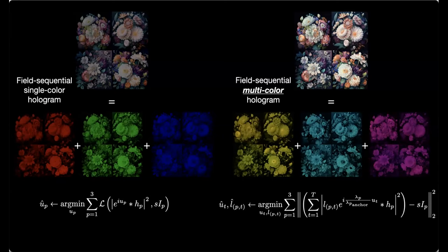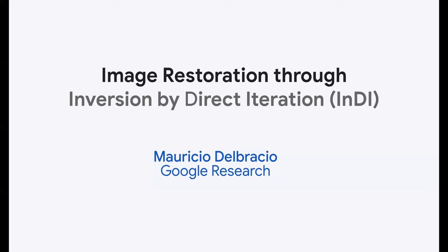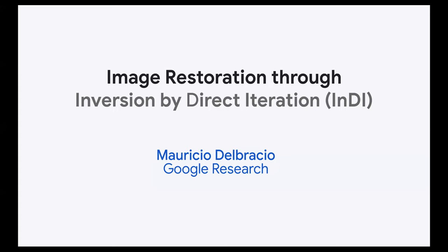Okay, I think we're about time. So let's go on to our next speaker, Mauricio DiBrasio. He's currently a research scientist at Google, and he has done a lot of work, mostly in the intersection between computational imaging and machine learning. And he's famous for developing the core technology for the sharpen and denoise and Unblur features that were launched with the Google Pixel 7. And today he's going to give us a talk on image restoration through inversion by direct iteration.